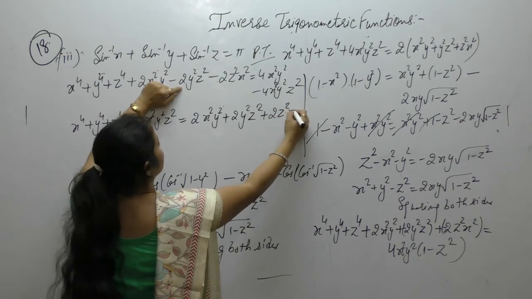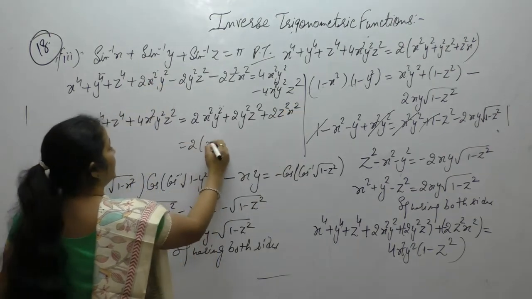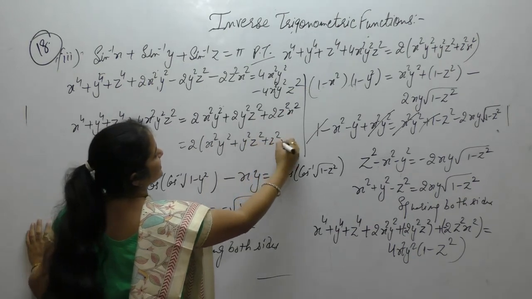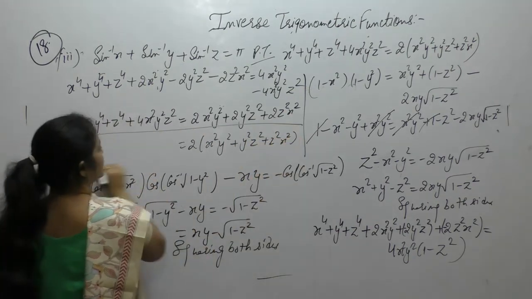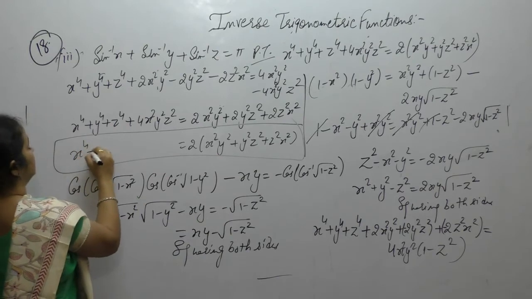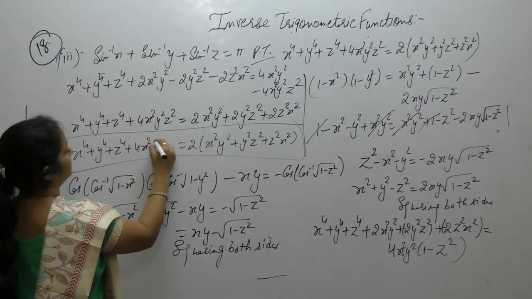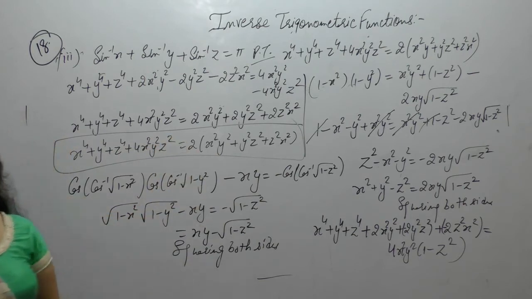Sign will change, taking 2 common: x²y² + y²z² + z²x². This is what we want to prove. Note it down.